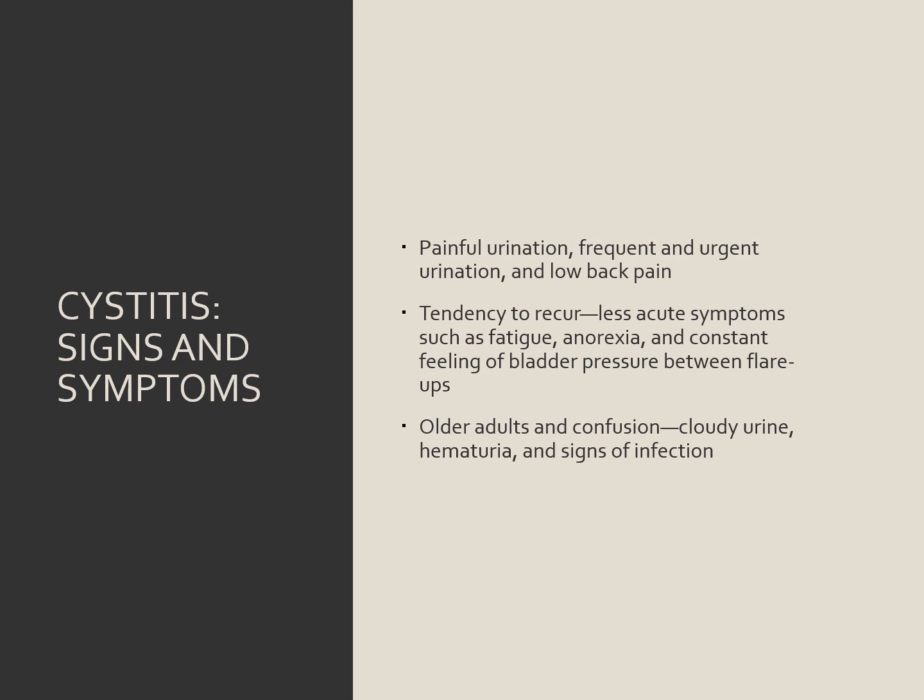On page 811 in the red older adult care points box, you can see that confusion may be one of the first signs of cystitis or UTI in older adults. If a patient who is normally alert becomes confused, assess the urine for cloudiness, foul odor, or hematuria, and check for any other signs of infection.